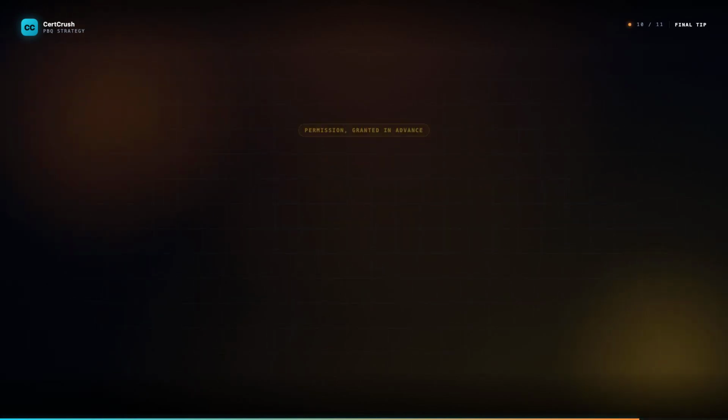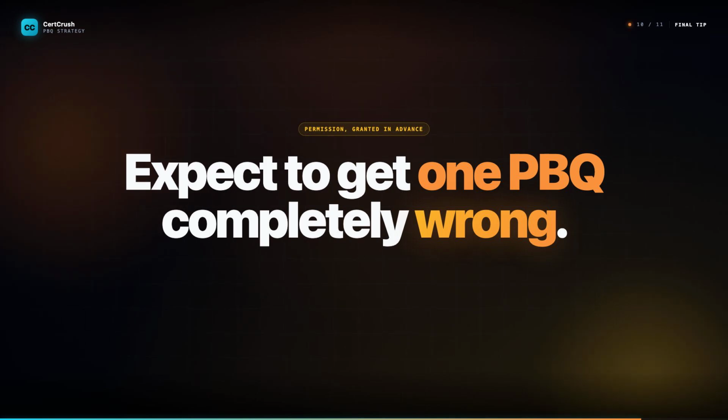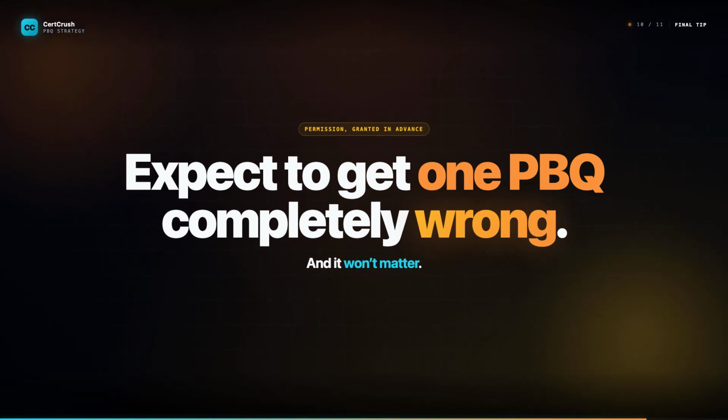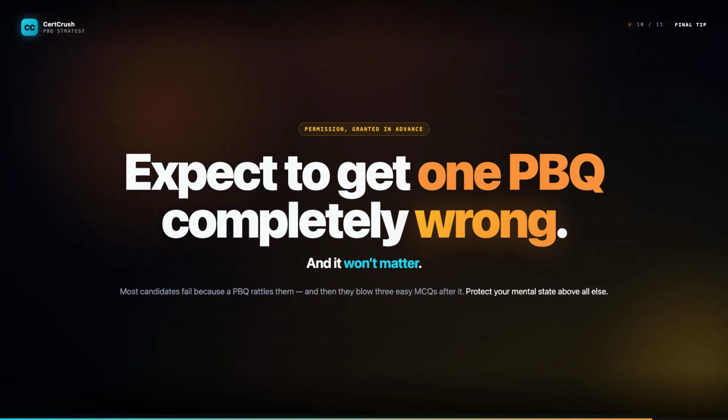Here it is. Go in expecting to get at least one PBQ completely wrong, and it won't matter. The reason most candidates fail exams with PBQs is not because they got a PBQ wrong. It is because they got a PBQ wrong, then panicked, then got 3 easy multiple choice questions wrong after that because their head was somewhere else.